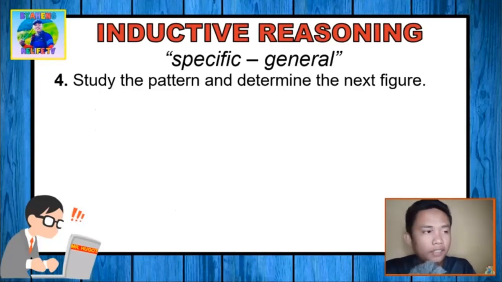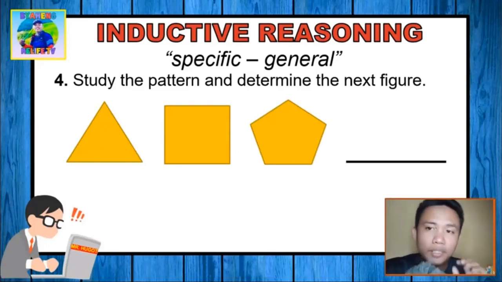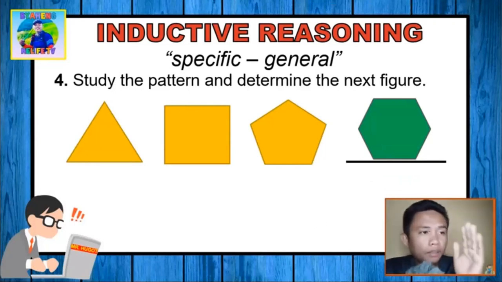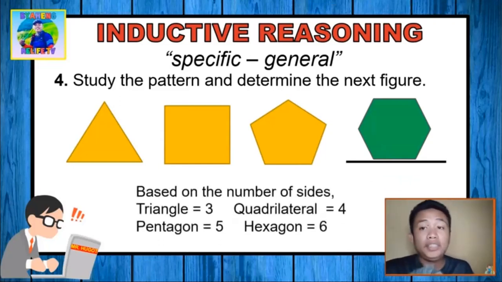Study the pattern given. I'm going to count 1 to 5. Ano maging sagot dyan? 1, 2, 3, 4, 5. Let's reveal our answer guys. Ang sagot po ay, ano po yan? Very good po. That is a hexagon. So, given po natin ay 3-side triangle, 4-side quadrilateral, 5-side which is pentagon. Siyempre, ang sunod ay hexagon. So, which is 6 sides.